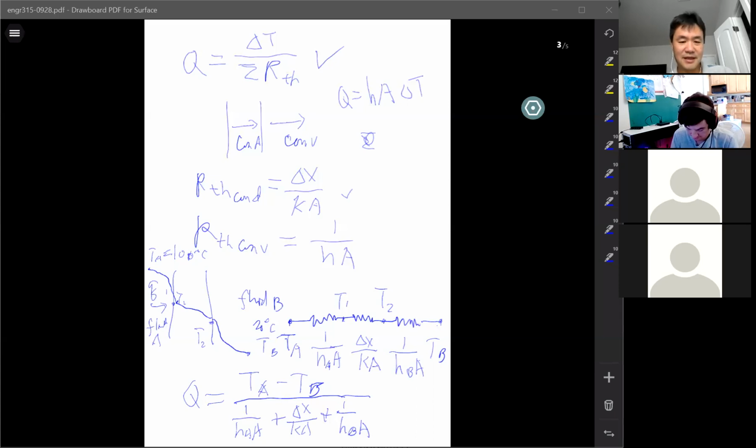What is the K? What's the material? I just make up a number. Whatever number you calculate, it's fine. K is 150 watt per meter K. Delta X, thickness, 10 centimeter. How about that? Find the T1 and T2.